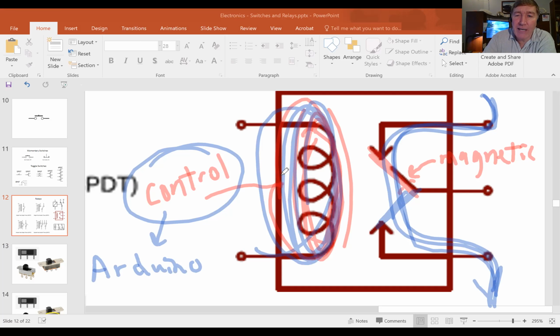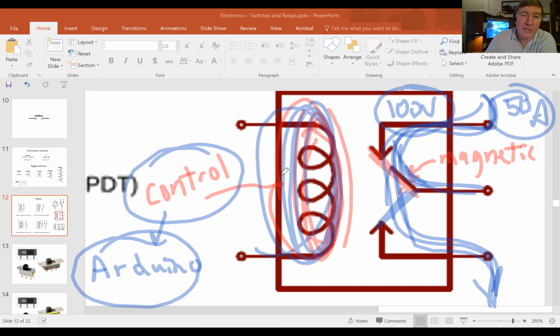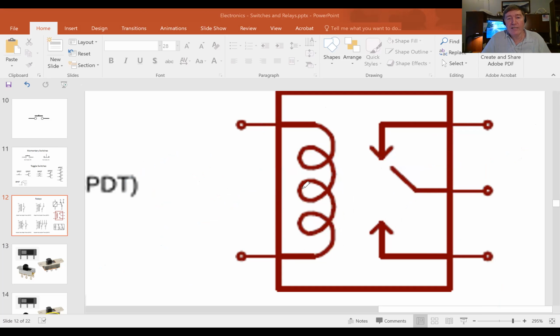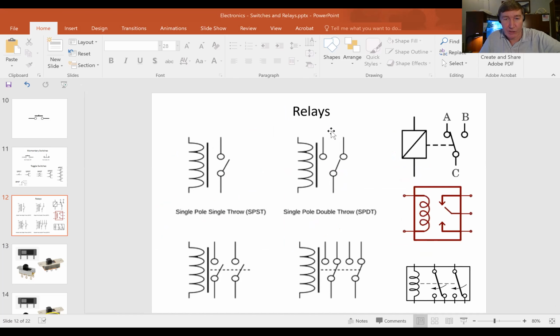And once you turn on this magnet, that flips the switch here. And so that makes it so that the electricity can flow through this. And so like we could have 100 volts, and we could have maybe 50 amps or more. That we control this high voltage, high current by using an Arduino, which has low voltage and low current. So a relay is just an electrically operated switch. That's all a relay is.